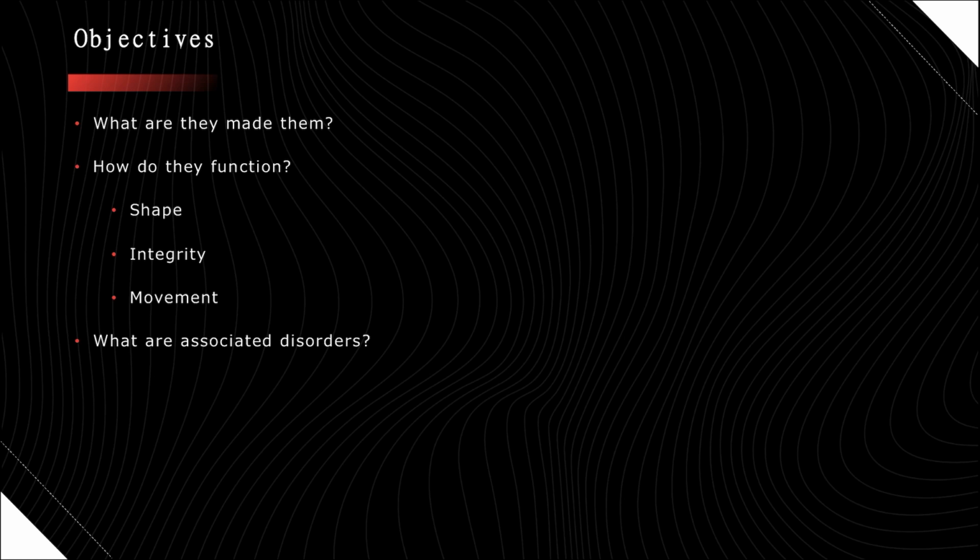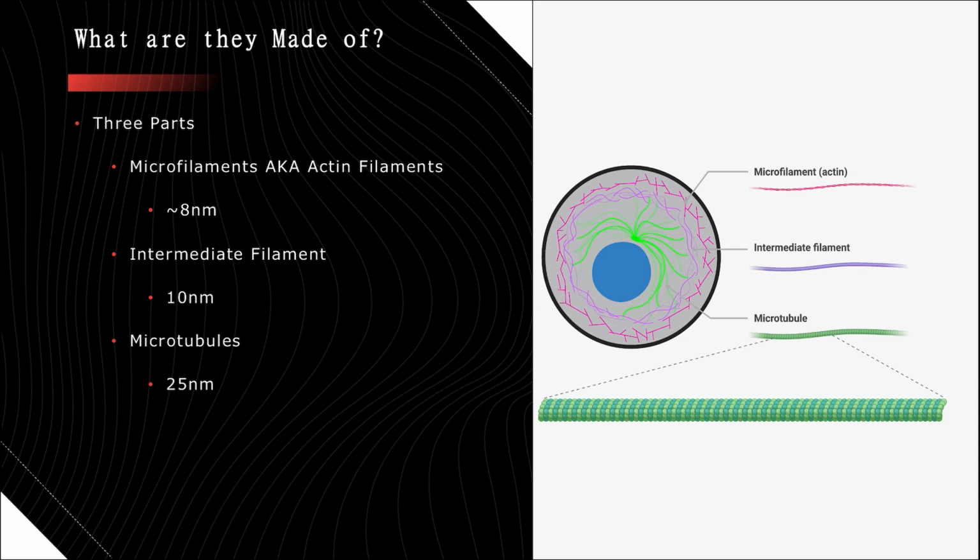First I want to go over the objectives. First, I want to go over what they're made of, just the basics of what makes up the cytoskeleton. I want to go over the function, and the three main ones, of course, are shape, integrity, and cellular movement. Then I want to look over some associated disorders or illnesses. I picked out two, but there are many more, just things that affect the cytoskeleton that, as science progresses, we're seeing more of a correlation with. And then I don't have it on this slide, but I want to go over what the future holds.